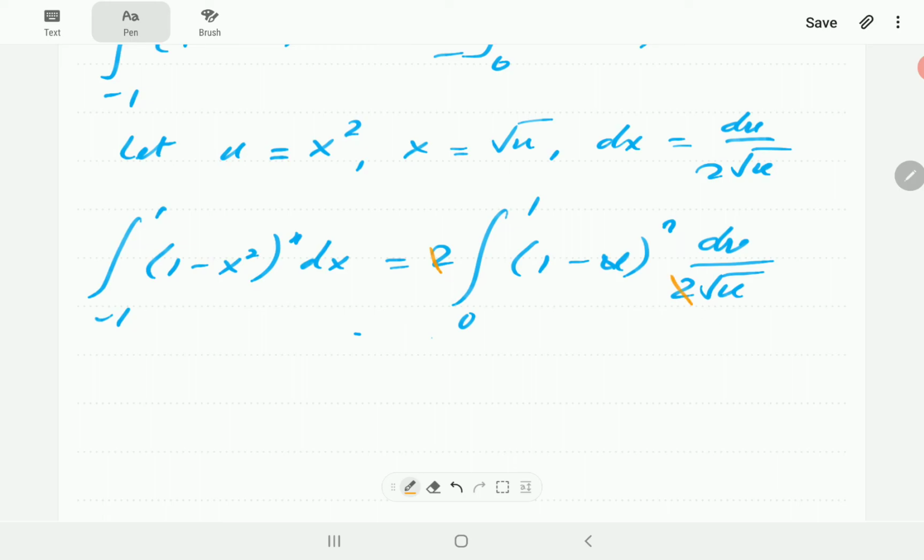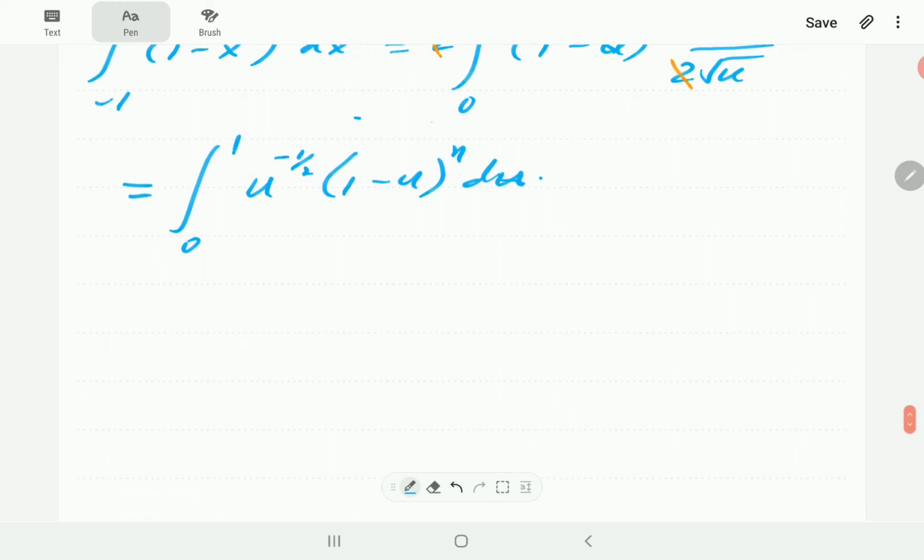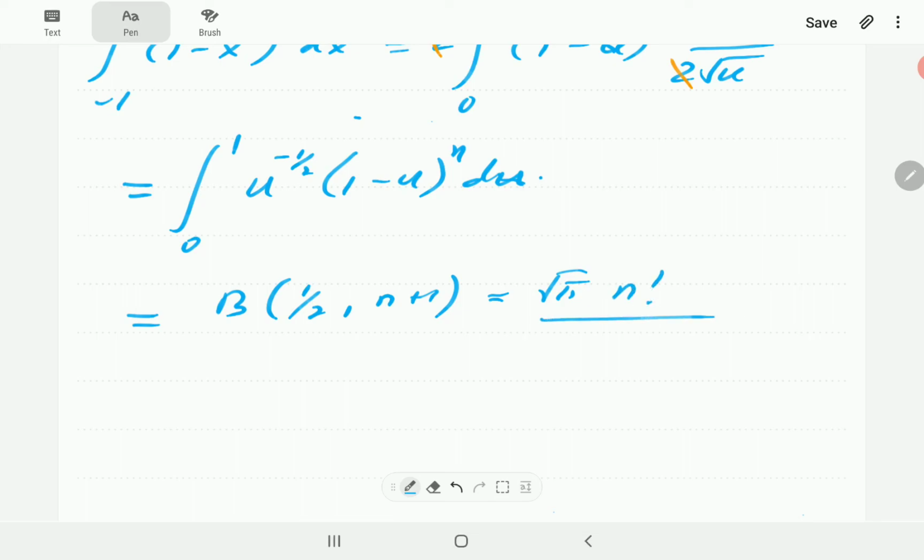These 2's cancel out, so we are going to have the integral from 0 to 1 of u to the minus half, 1 minus u to the power n du. So this is like in the standard beta function form. So it's just going to be the beta function of 1/2 and n plus 1. Gamma function of 1/2 is that, and gamma function of n plus 1 is n factorial.